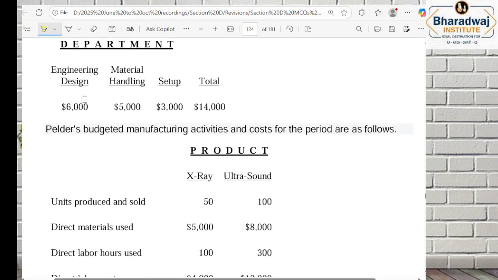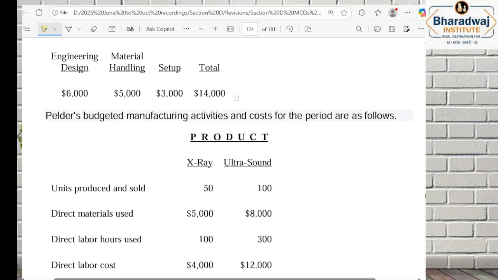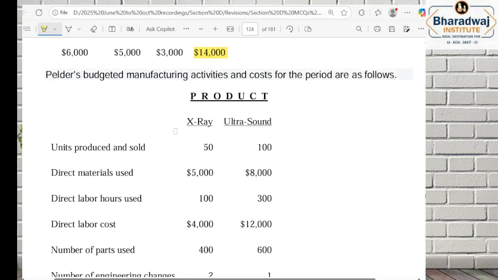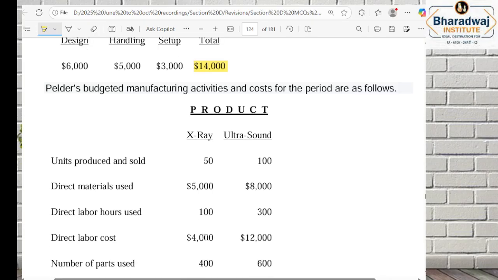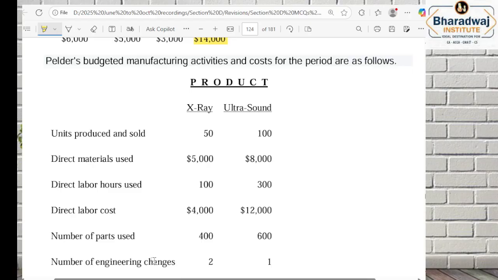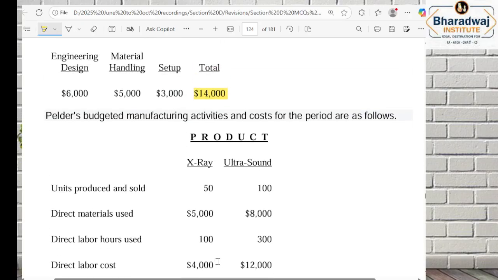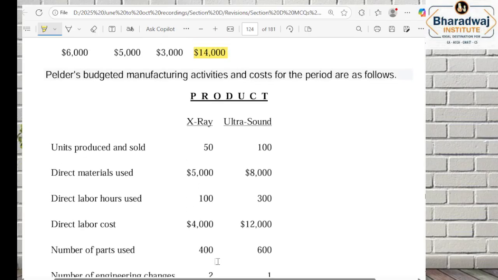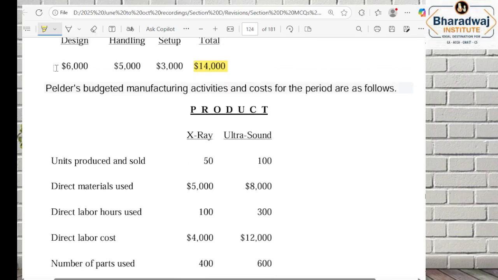We are given engineering design, material handling, setup, and total. We are given units produced and sold, direct material used, direct labor hours used, direct labor cost, number of parts used, and number of engineering changes. So for design, what is the best activity that should be used?